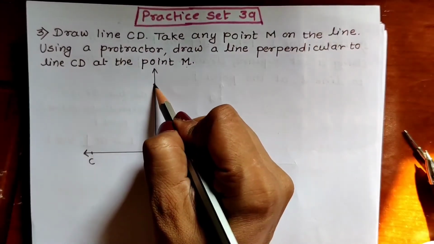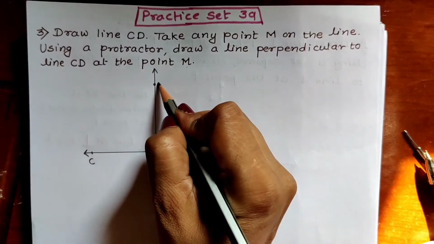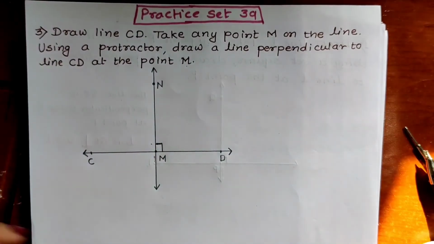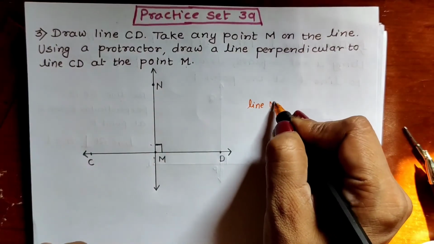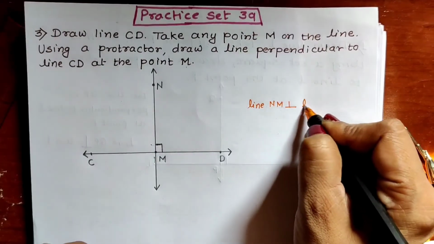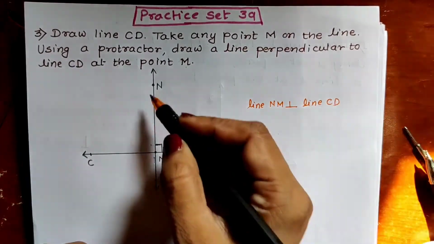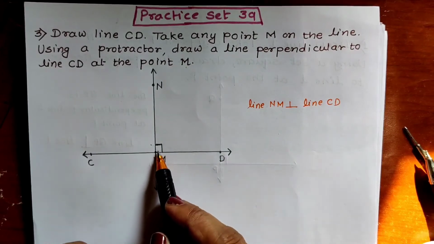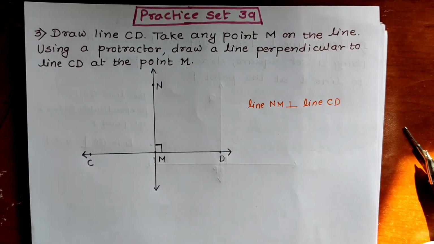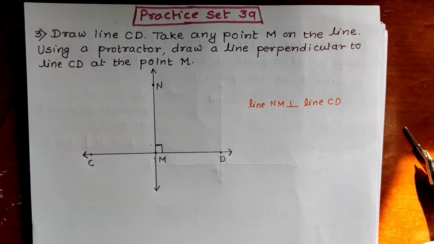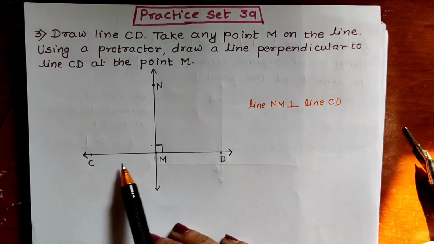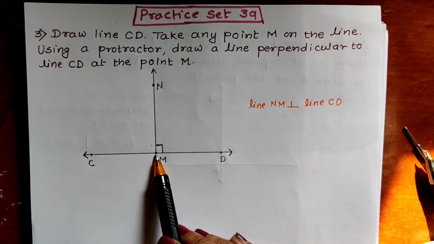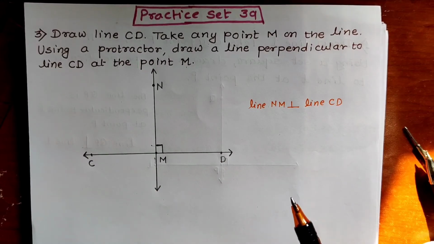And take any point over here, write the name N, and then write line NM is perpendicular to line CD. NM is perpendicular to CD, and at the point of intersection the 90-degree symbol we have to write. So in this way we can draw a perpendicular line from a point on the line. Okay, here we have taken the point on the line in all these three questions. We have completed practice set 39.